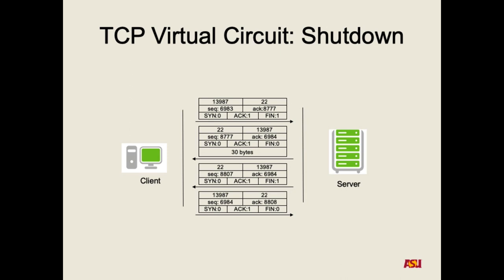What if it's just a response to the last one? If it was just a response to this, it would be 8807, and then there'd be another acknowledgement message with 8808 to acknowledge this. So it kind of depends on the timing here and exactly what happens.